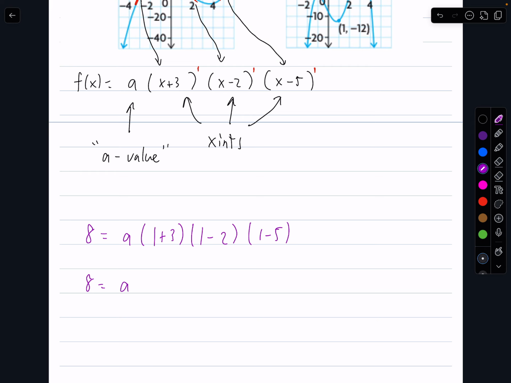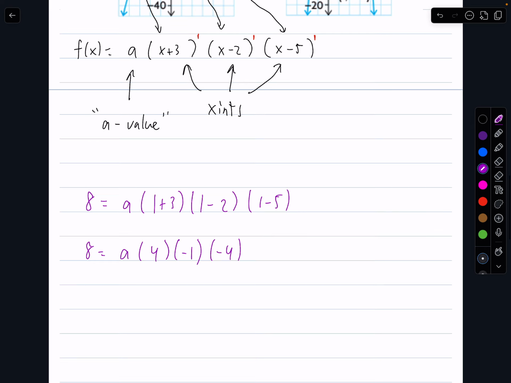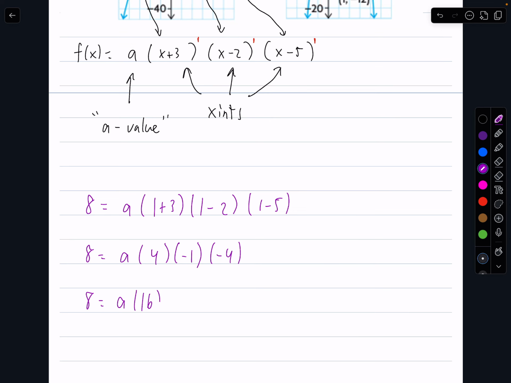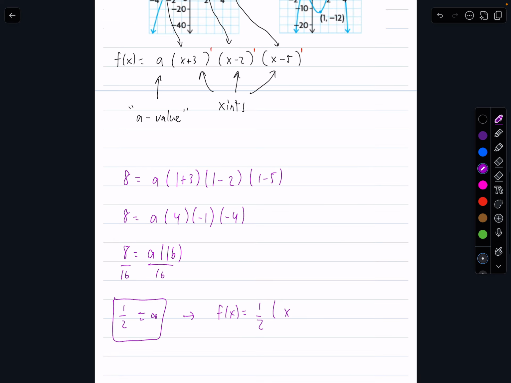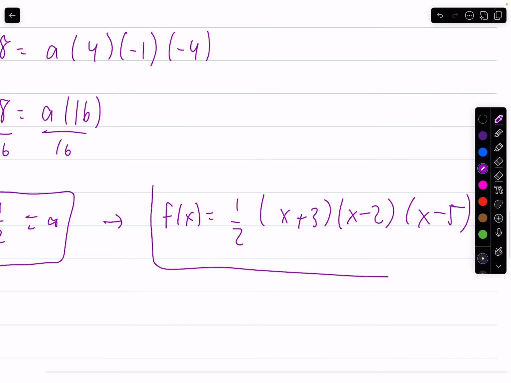So 8 equals a times 4, negative 1, negative 4, which comes out to 16. 8 equals a times 16. And then I divide both sides by 16 to isolate for a, and I get 1 over 2 is equal to a. Now that I got my a value as 1 over 2, I can rewrite the function as 1 over 2 times (x plus 3), (x minus 2), and (x minus 5). So this is my final function.